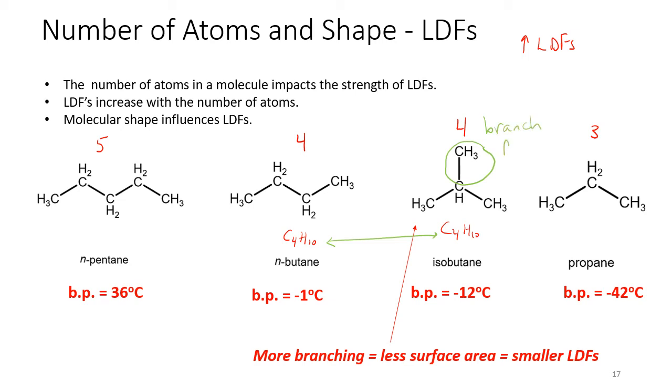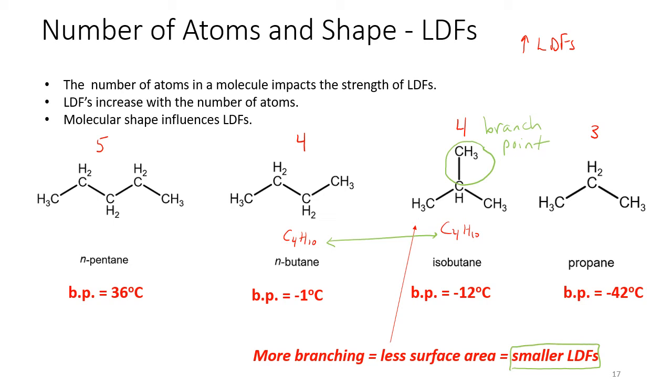This branching within the molecule affects the surface area overall. More branching will have less surface area compared to a straight chain molecule. And the less surface area that there is, the weaker those London dispersion forces in the molecule will be.